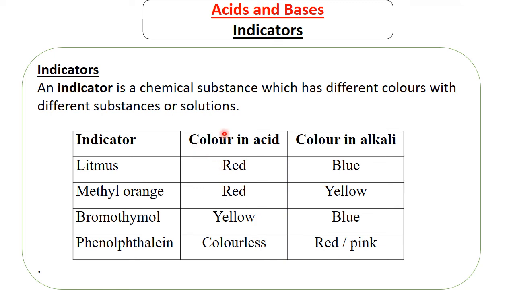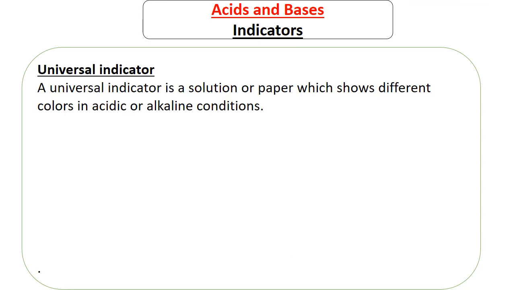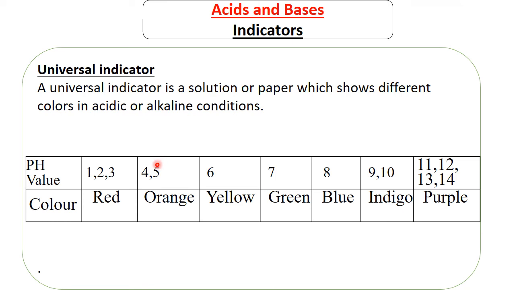Then there's what we call a universal indicator. A universal indicator will give you a color that corresponds to a certain pH value. So a universal indicator is a solution or paper which shows different colors in acidic or alkaline conditions. Here are some colors and their corresponding pH values. On top are pH values, on the bottom are colors.